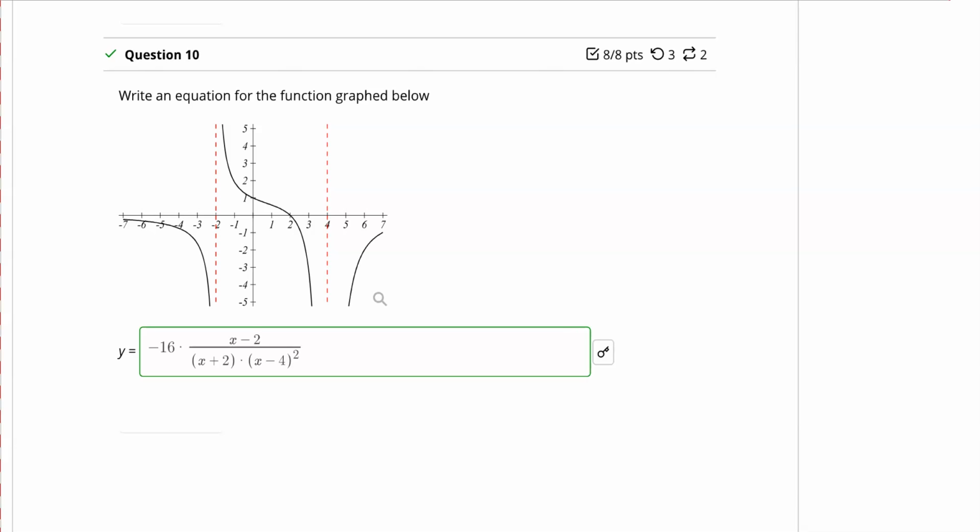Question 10 says, write an equation for the function graph below. So when you're starting this, you want to write f of x equals a, and then draw your fraction bar. And you want to find your x-intercepts first.